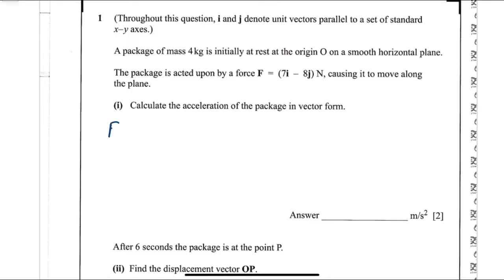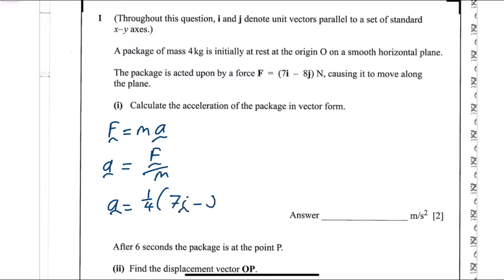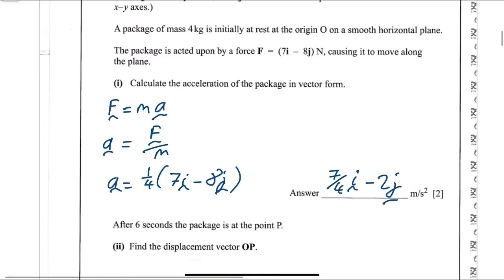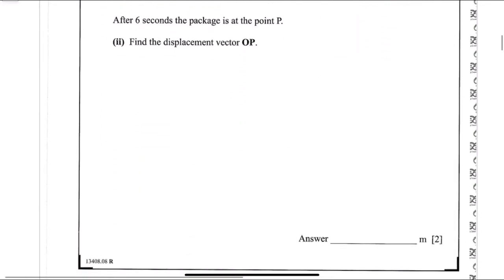So you're using in this question, vector F is equal to m times vector a. So we could rearrange that and say a is equal to vector F divided by your mass m. In this case, the mass was 4, so dividing by 4 is the same as multiplying by a quarter, so it's a quarter times your 7i minus 8j. And if you do that, you're going to get, and I probably just left it as, 7 over 4 i, and then minus 2j.